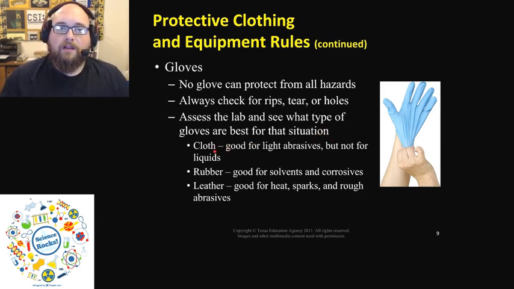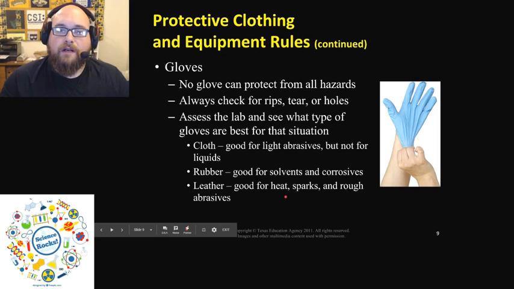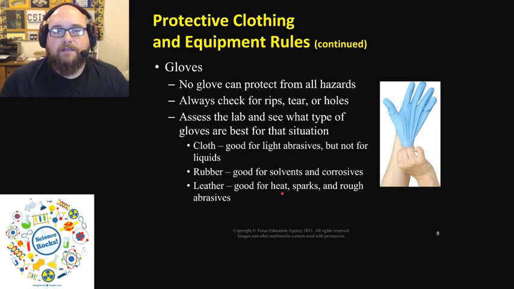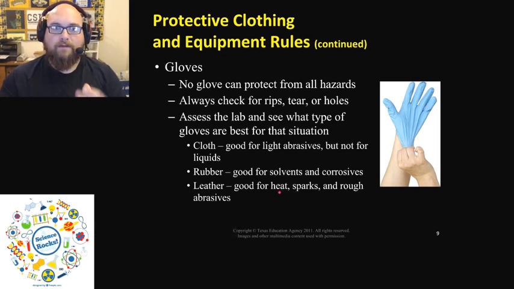They can be made out of cloth, rubber, and leather, depending on the usage. Cloth is good for when you're not working with liquids. Rubber is good for when you're using chemicals, and leather is good for when you're dealing with heat, sparks, and anything that's really rough or could be sharp.